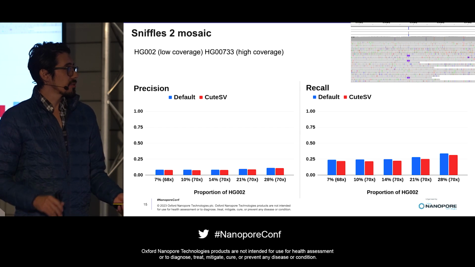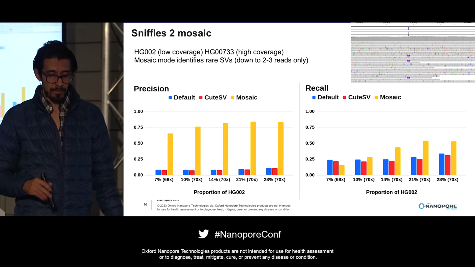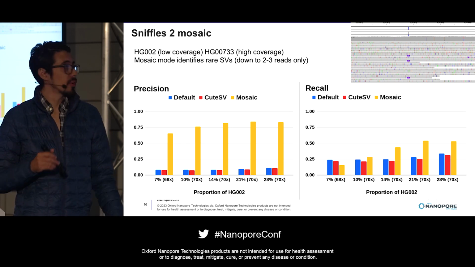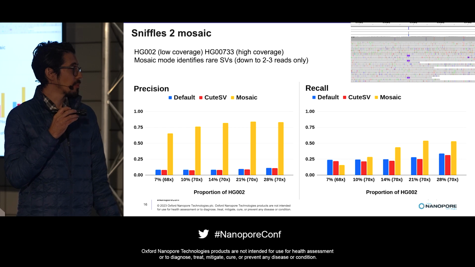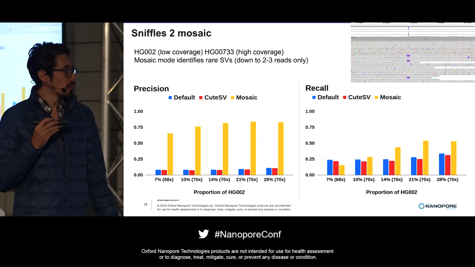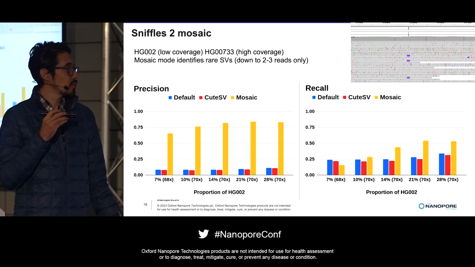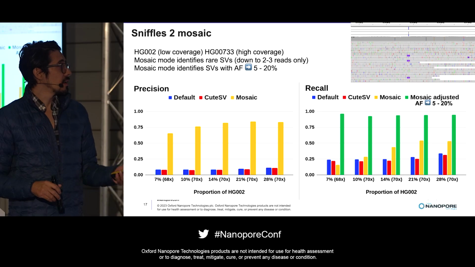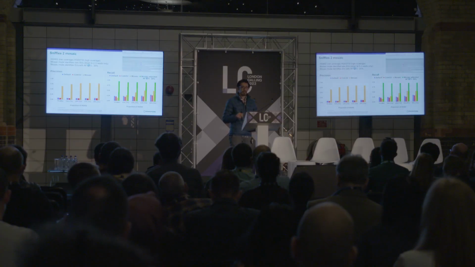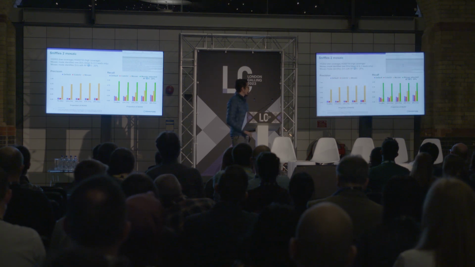So we tested QSV and Sniffles 2 in default mode, and you can see the precision and recall are pretty bad. And when we use our mosaic mode to identify structural variants supported by up to 2 or 3 reads, you can see that the precision went up when the proportion of HG002 was up. But weirdly enough, we see this trend in which at a 7% proportion of HG002, the recall was really bad, and we looked at why this was happening. The thing is, Sniffles 2 only detects structural variants within the 5 to 20% allele frequency, so everything else is just not taken into account. When we just focus on that part, we can see that the recall on that proportion is quite high.